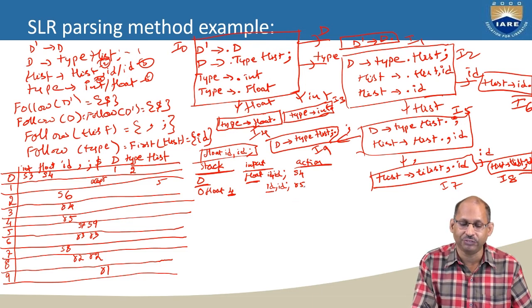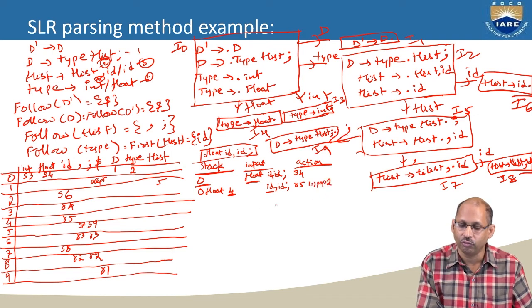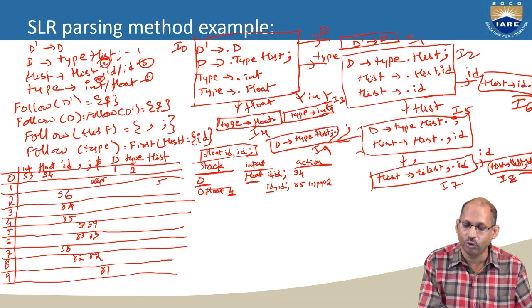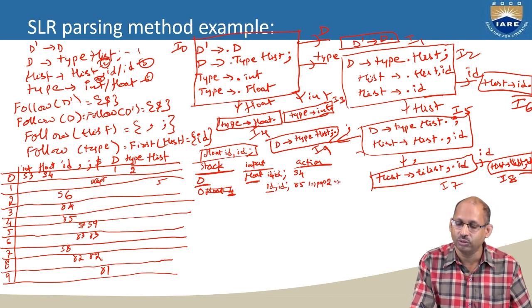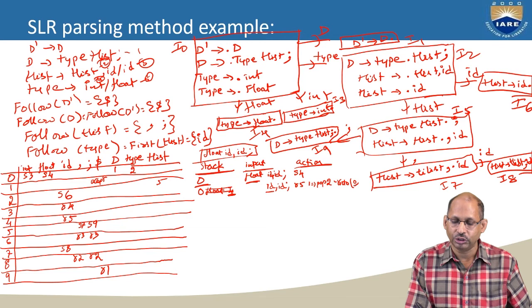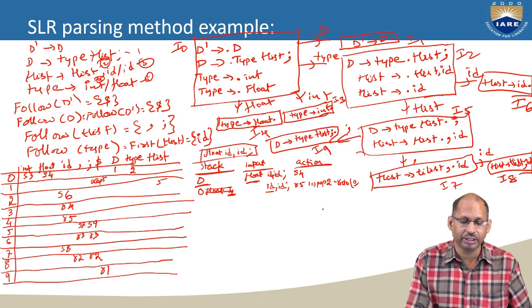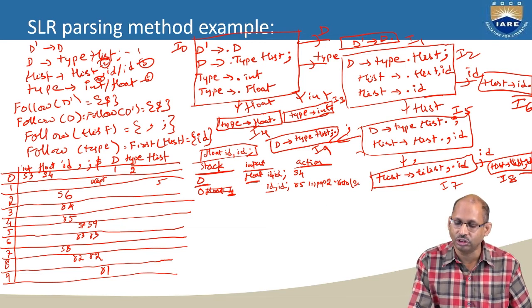How many symbols do we have? 1 symbol. So pop 2 symbols. What do we pop? Float and 4. What symbols do we have? Go to 0 and, what is id giving? T list. 0 and T list.